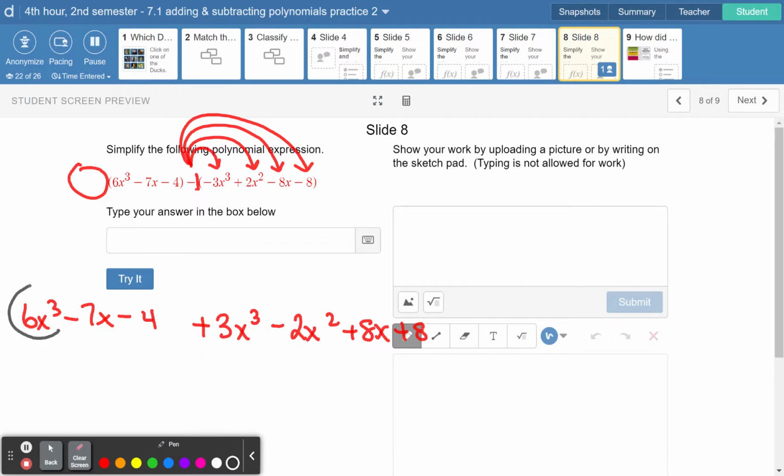So there's nothing in front, so I could just rewrite it. Start with the biggest exponent. We have 6x to the third. I have another x to the third. I have 3 of them. So 6 plus 3 is 9. X to the third.